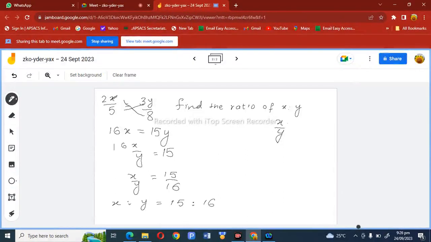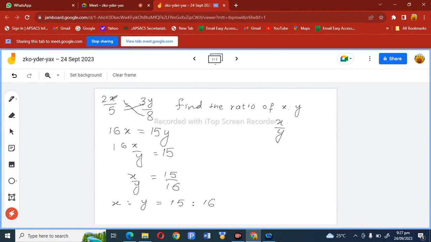First you have to write down the ratios in the form of the fractions. So 2x over 5 is equal to 3y over 8. Cross multiply, as we are having fractions on both sides, we can cross multiply. So when you will cross multiply, you will multiply 2x with 8, so you will get 16x, and when you will multiply 3 with 5, you will get 15y.